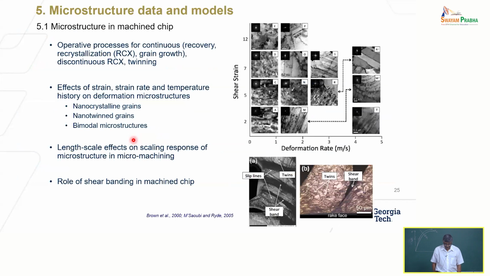All right, what else? The last part of it is microstructure data and models. So this is a complex issue. Machining from the surface looks very simple. You cut the material, you can do a turning operation on a lathe, or a milling operation, or a drilling operation. But as I just described when I was talking about the physically based models, what is happening inside the material?